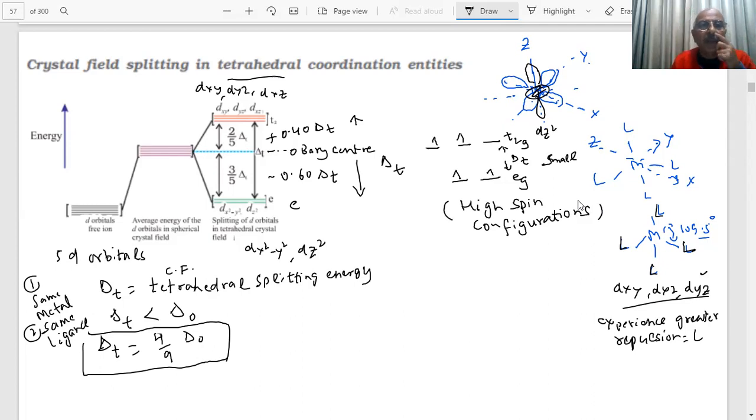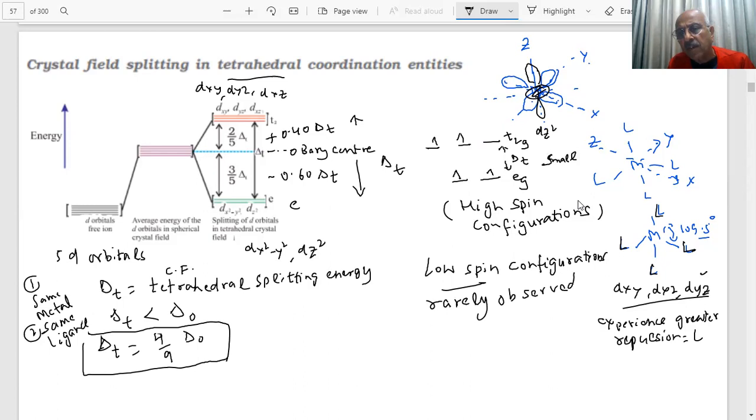In the case of tetrahedral coordination entities, what you will observe is that high spin configurations are observed, and low spin configurations are rarely observed in tetrahedral coordination compounds.